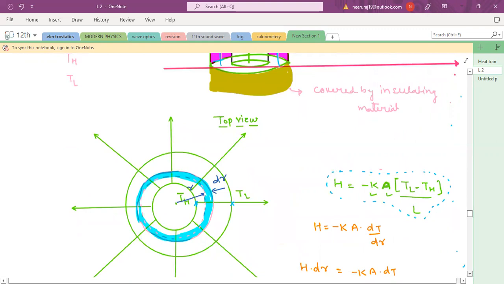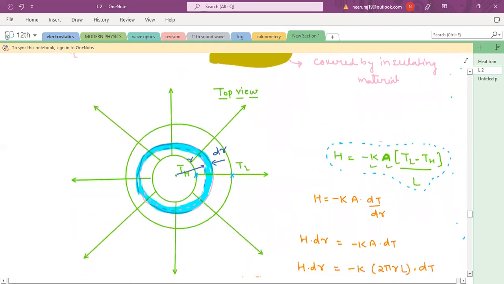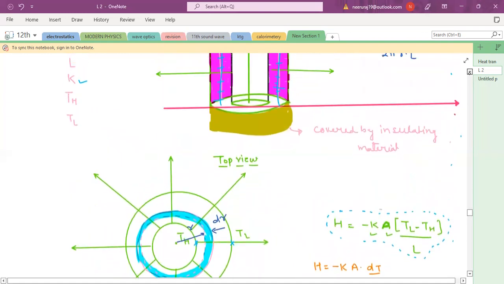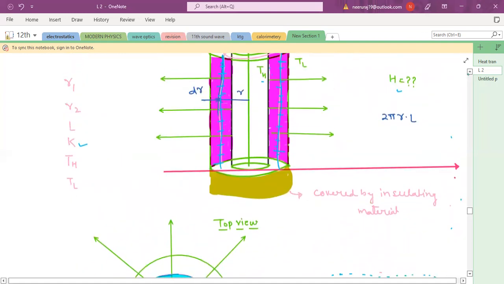So we'll use this formula. We need to use the differential formula. So how? We will say this is a small part which has a length dr, and the radius of this is r, and this part has a length L. Okay, this is a cylinder.